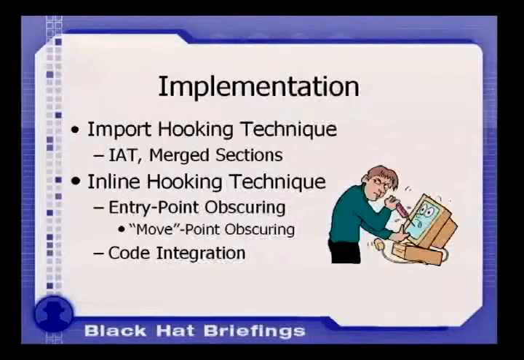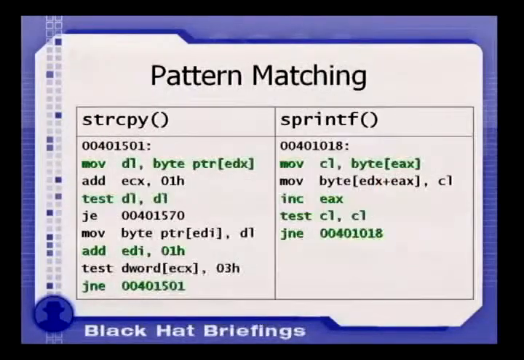There's two different techniques that Levi allows you to use to watch those. One's entry point obscuring, which I'm calling move point obscuring, which I'll explain in a second. And then the other is, of course, code integration. So you may be asking, okay, I know what an import function looks like, string copy or WSPrintf or something in the Windows API, but what are these inline code constructs that you're actually monitoring for?